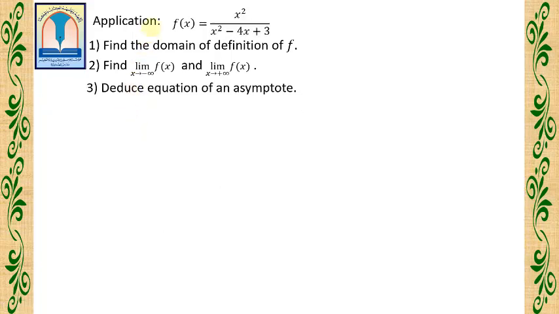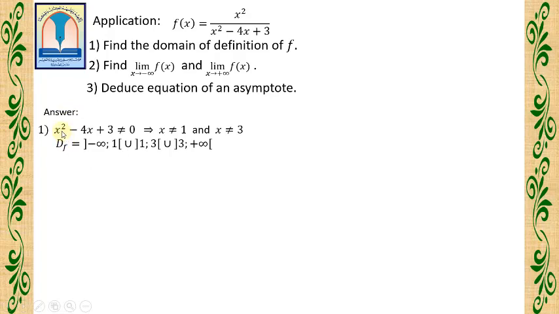Now solve the following application. Given f of x equals x squared over (x squared minus 4x plus 3). Find the domain of definition of f. Find limit as x tends to minus infinity of f of x and limit as x tends to plus infinity of f of x. Deduce equation of an asymptote.